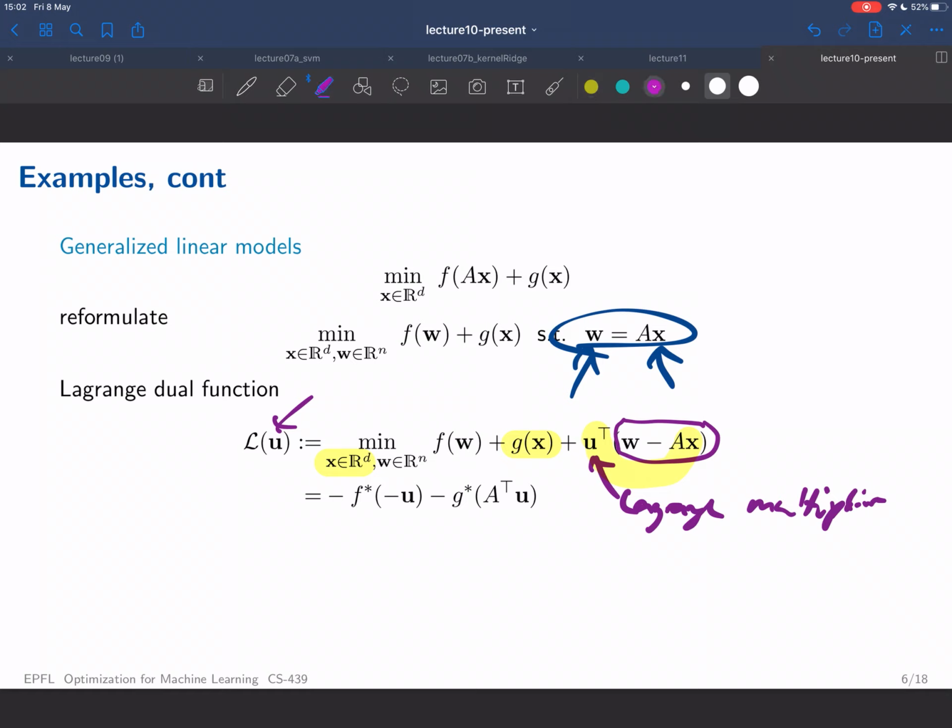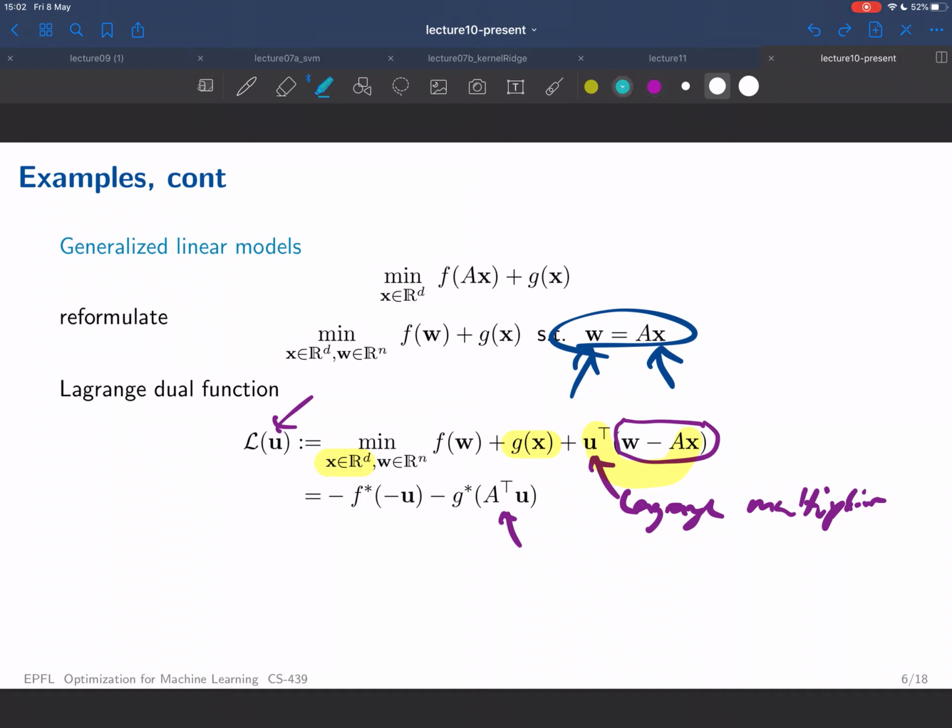So the yellow parts all together, minimizing over x, that's the definition of the conjugate of g. And at which point is it taken? It's taken at u transpose times A, which is a row vector, but for convenience we write it as a column vector, and that's why we get A transpose times u. Maybe you're confused by the A here, so I'm going to repeat the exercise.